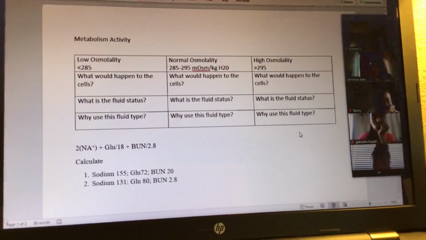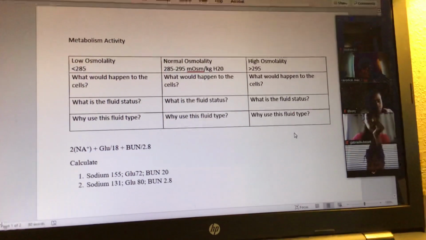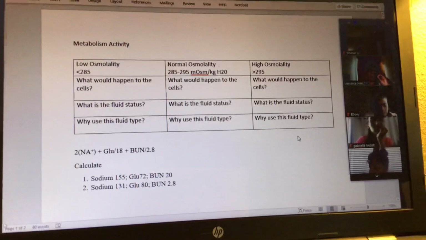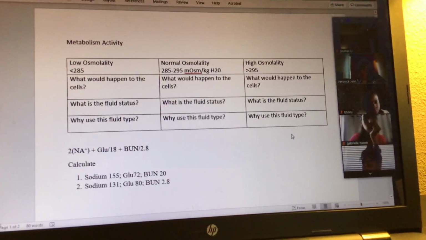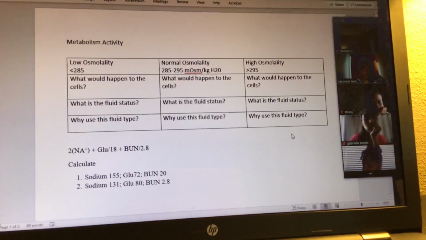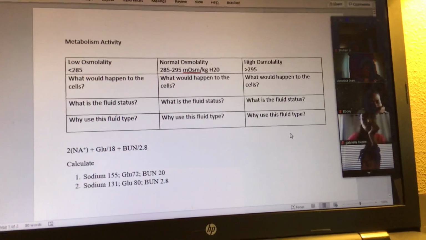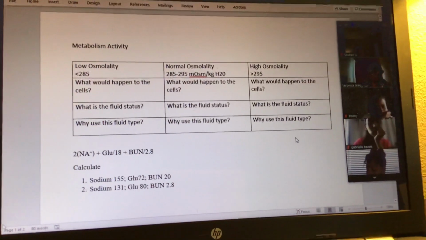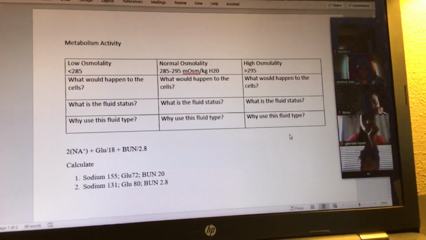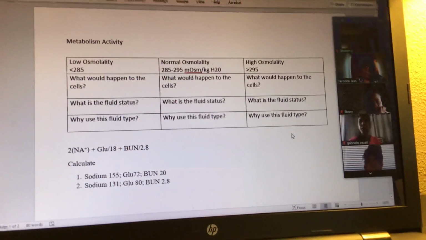All right. When we get to the DKA and the HHS, sometimes you're going to see both fluids. But just to keep your head clear, you expect to use a hypotonic solution. All right. So isotonic is used when the fluid status is normal. You can use isotonic solutions.